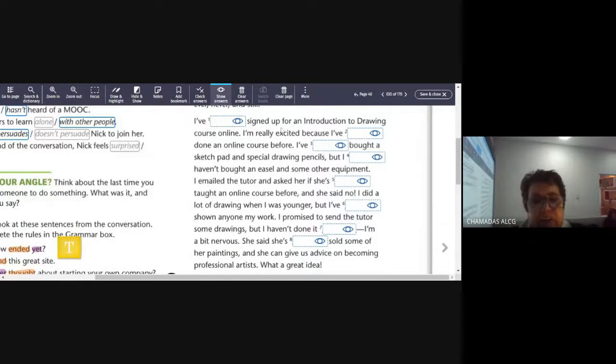I've signed up for an introduction to drawing course online. Oh, drawing, not Darwin. I was thinking about Charles Darwin, the evolutionist, but no, it's a drawing course online. I'm really excited because I've never done an online course before. I've bought a sketch pad and special drawing pencils, but I haven't bought an easel and some other equipment. Guys, do you know what an easel is?